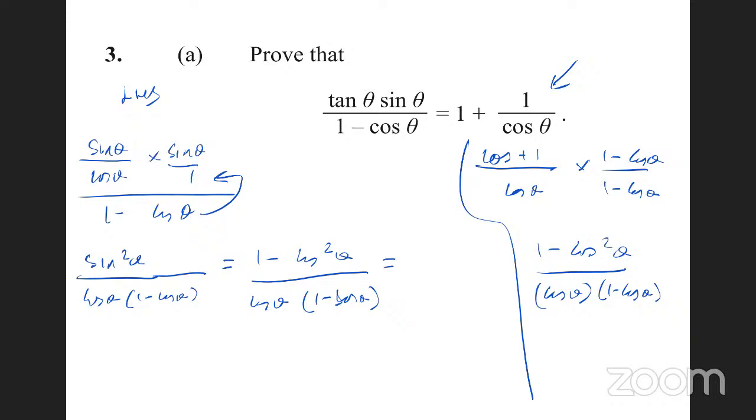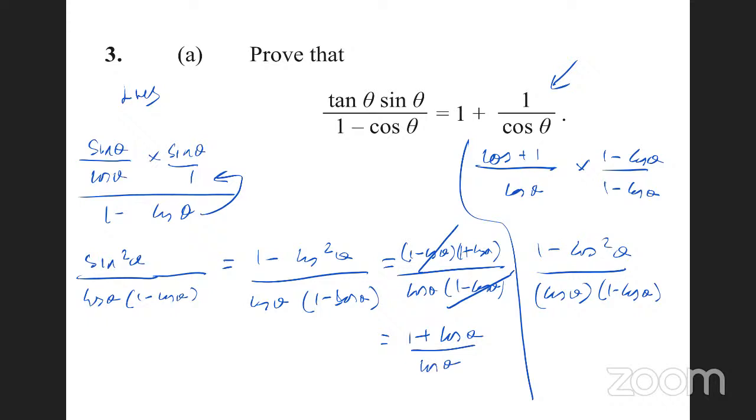1 minus cos squared is 1 minus cos times 1 plus cos. This will cancel with this, and you'll get 1 plus cos theta over cos theta. When you divide it up, that will give you 1 plus 1 over cos theta. That's it.